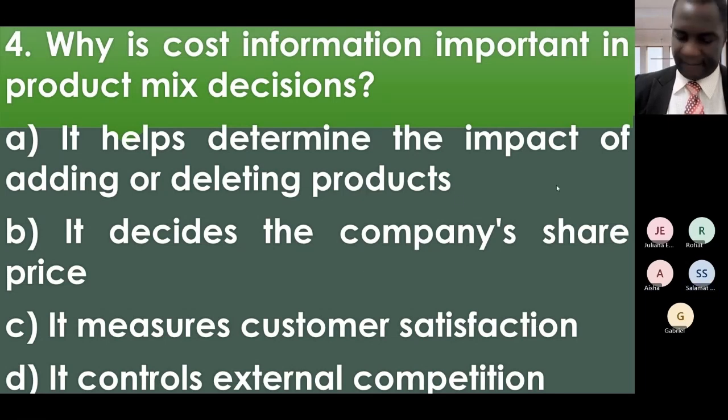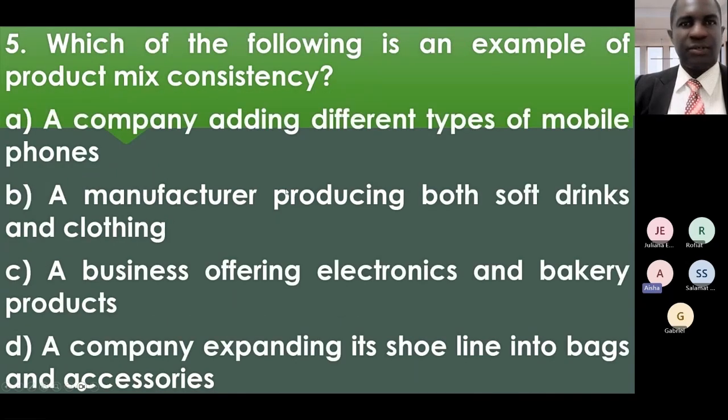A, S, what's your pick? Okay, A. Everybody seems to have the same option. All right, finally, which of the following is an example of product mix consistency? A, a company adding different types of mobile phones. I like this question. Practical. B, a manufacturer producing both soft drinks and clothing. I like this one. Technical and application. C, a business offering electronics and bakery products. D, a company expanding its shoe line into bags and accessories.